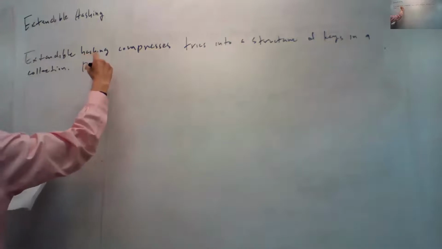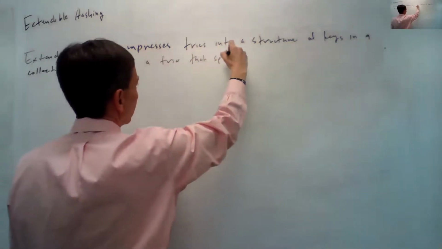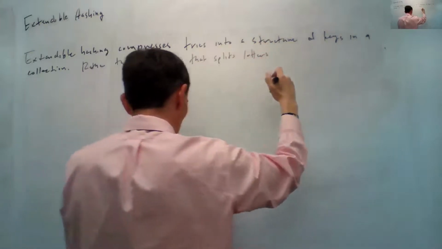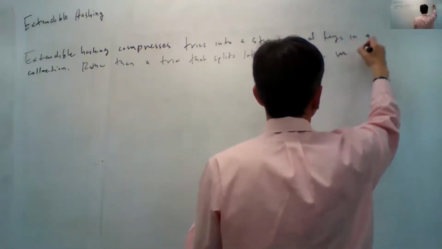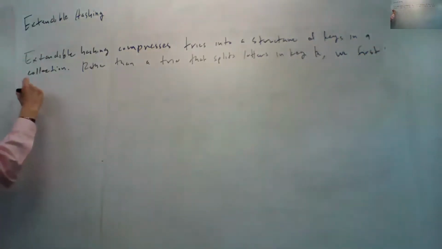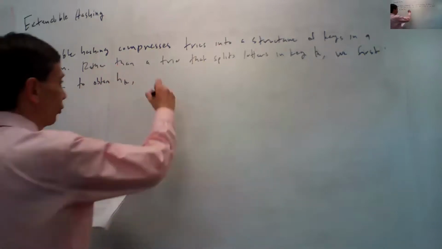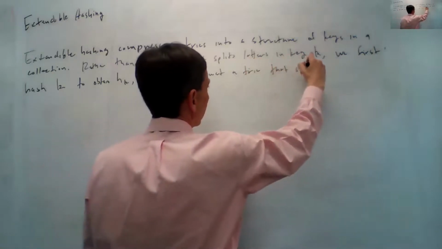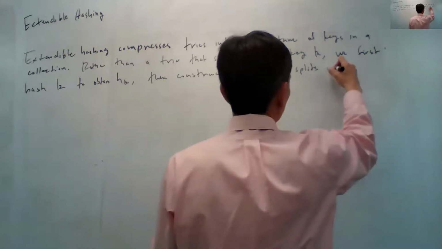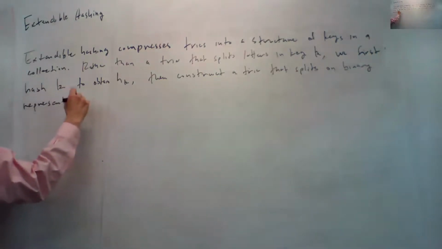But rather than a trie that splits letters in key K, we first hash K to obtain H. I'll call it H of K, the hash value for K. Then construct a trie that splits on the binary representation of H of K.